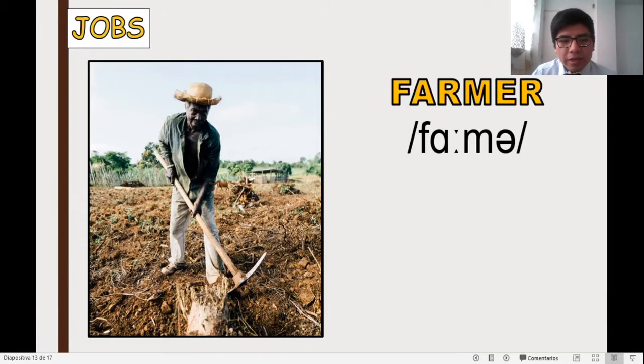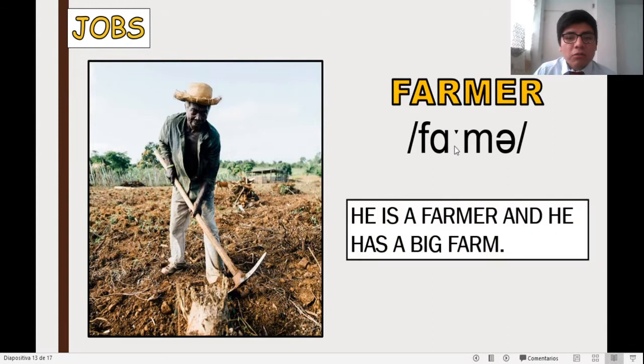Yes, that's a farmer. Es un agricultor. Right. He is a farmer and he has a big farm. Agricultor o granjero. He, for example, is a farmer and he has a big farm. So a farmer works in the country, right? In the campo. In that place, a farmer works.